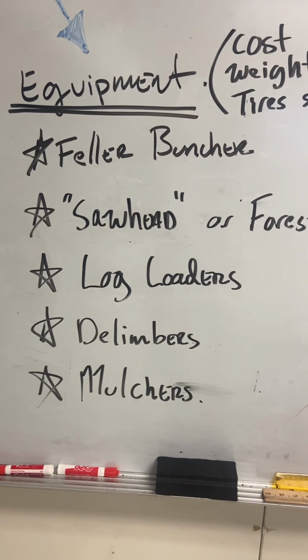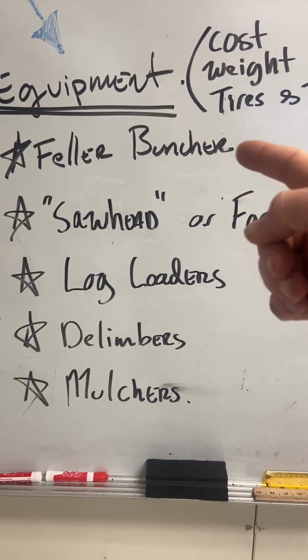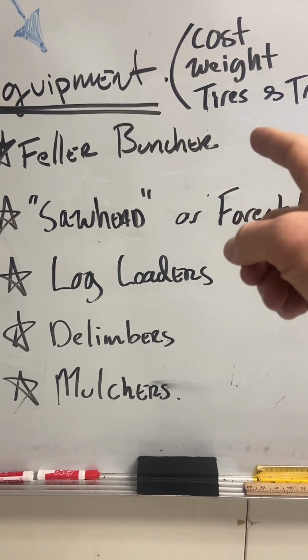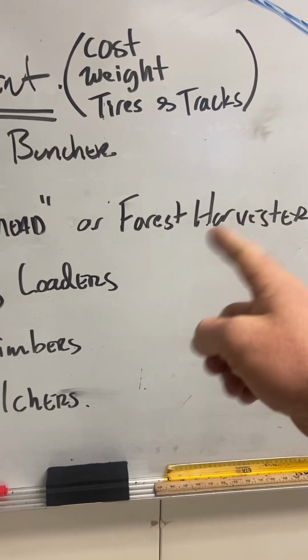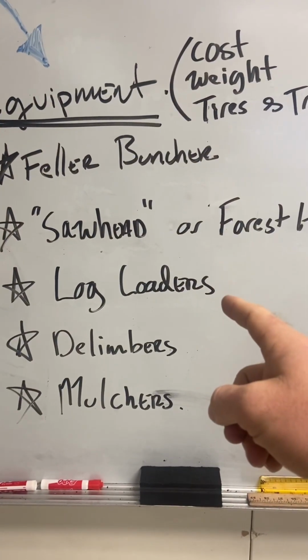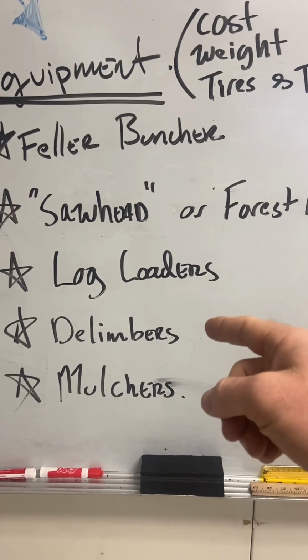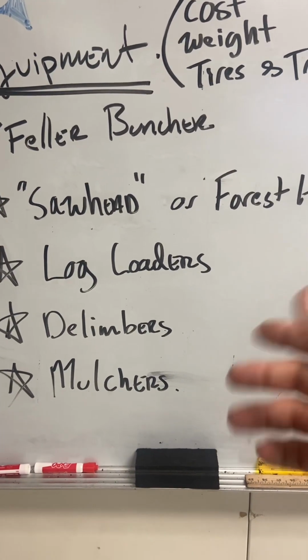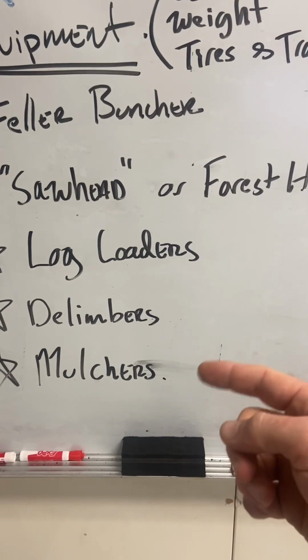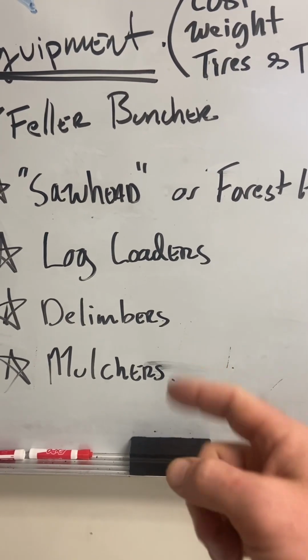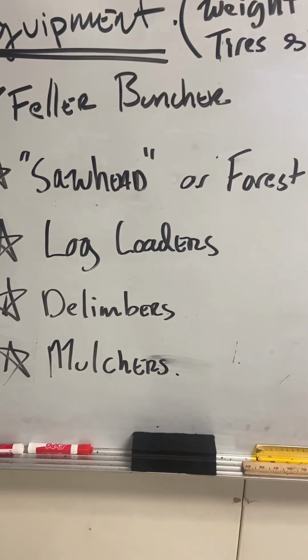Equipment, feller bunchers. We got to have one of those. That's the thing that drags all the logs that the harvester has cut down to the log loader. The log loader is going to put those onto a big rig. Delimbers can be passive, like a limb gate, or they can be active, something like a flail delimber. Mulchers are very commonly used these days, and that's for getting rid of tree stumps and logging slash.